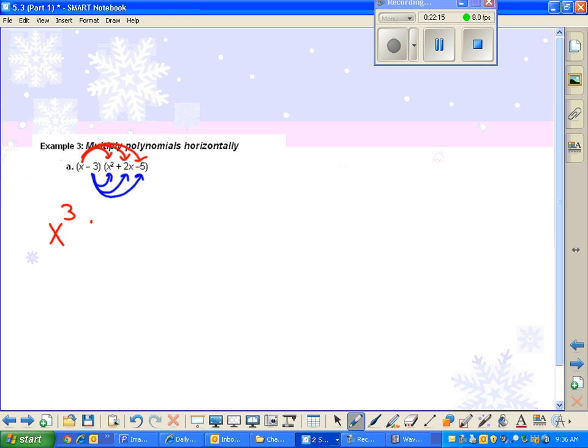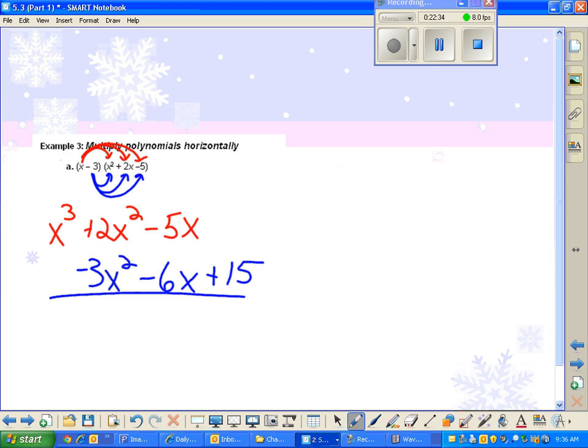And then we have x times 2x, that's plus 2x squared. And x times negative 5 is negative 5x. And then I'll go ahead and distribute my negative 3 in. So I have negative 3x squared minus 6x plus 15. And then you can add them up. Notice when I distributed the negative 3 in, I did just put the negative 3x squared underneath the 2x squared to do the addition in the vertical fashion that we just talked about. Again, you can do it horizontally if you like. I just think it's a little easier to do it this way.